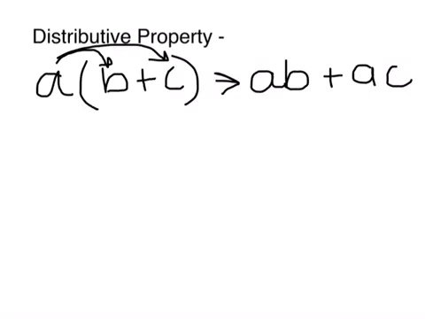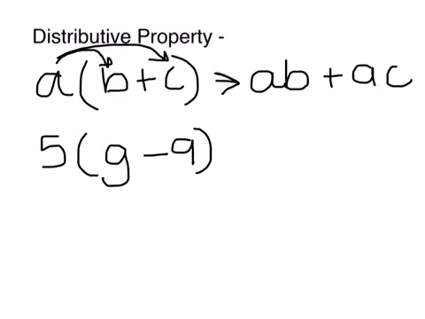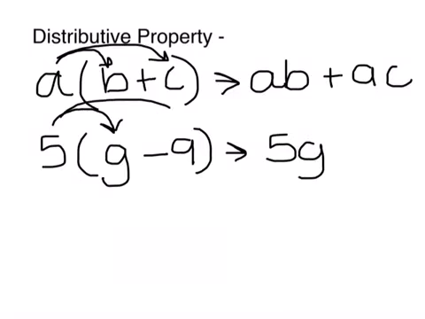Another example of this would be to take 5 times (G minus 9). So first we'll distribute the 5 to the G. This gives us 5G. Now we distribute the 5 to the negative 9. 5 times negative 9 gives us a negative 45.